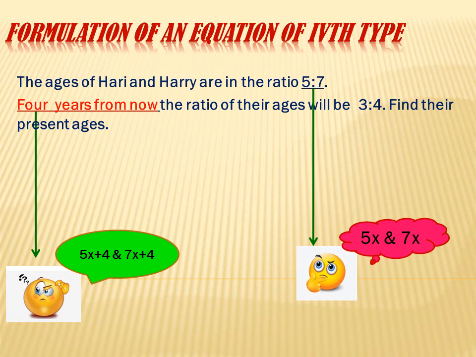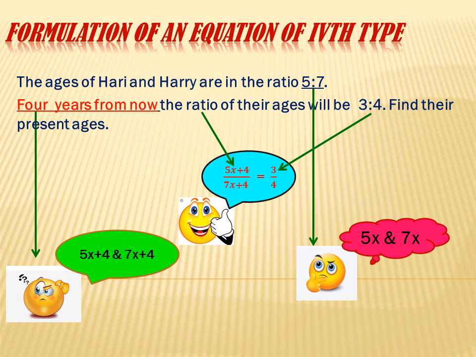Now the ratio of their ages involves a fraction, so when we change this ratio into fraction form, 5x plus 4 will go to the numerator and 7x plus 4 will go to the denominator. And 3 is to 4, when we change this into fraction form, becomes 3 upon 4. And "will be" means equality in mathematical language. So it will ultimately give you 5x plus 4 upon 7x plus 4 is equal to 3 by 4.